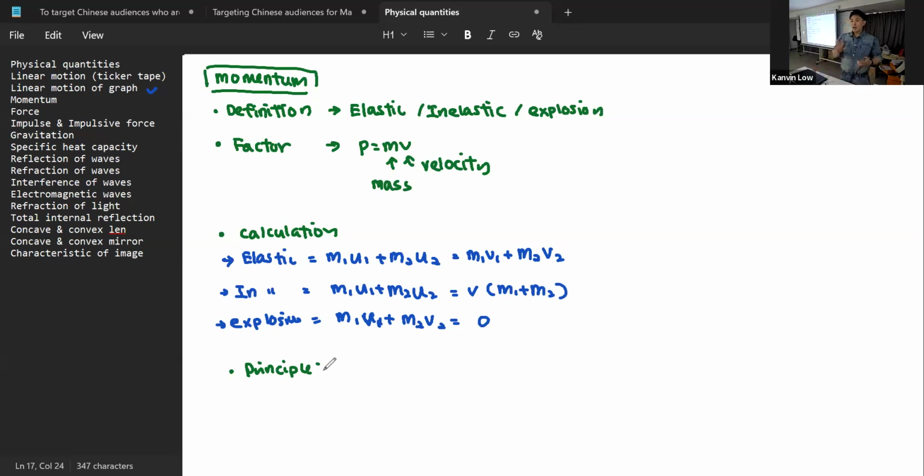Guys, remember, in physics, they love to ask a few things: definitions, principle, law. So these are the things that they love to ask. Guys, I tell you what, in chapter 2, we only learned one principle, which is conservation of momentum. That's the only principle for chapter 2 that we learned this year. Nothing else anymore.